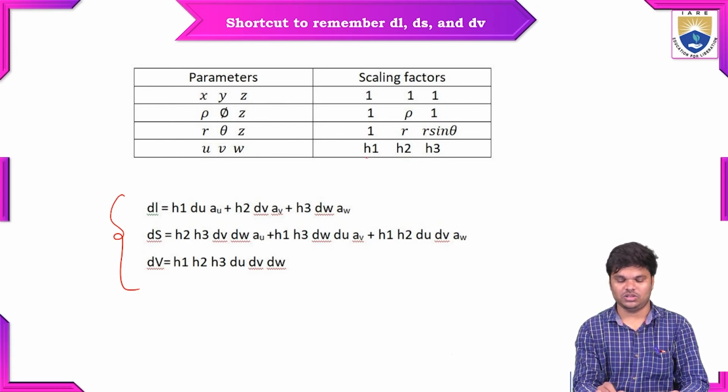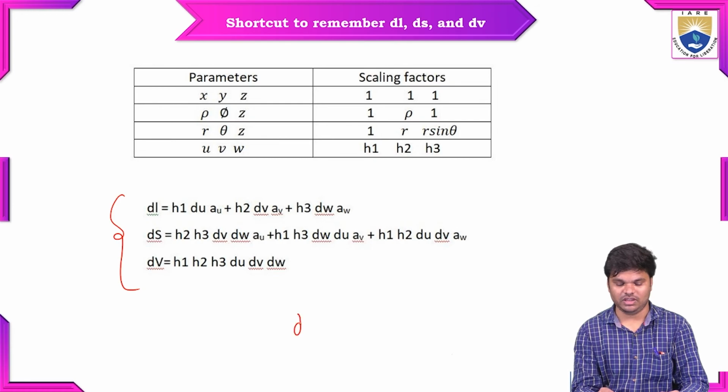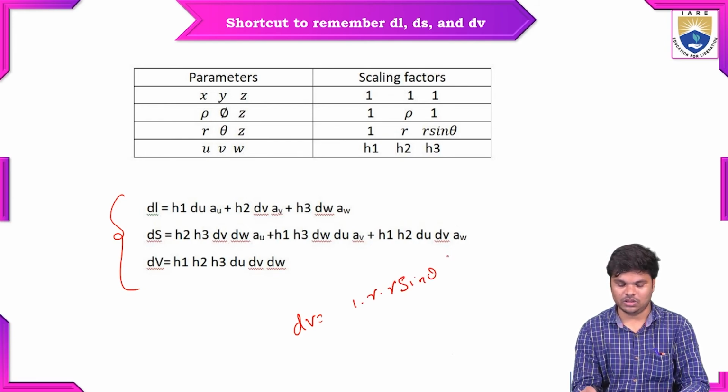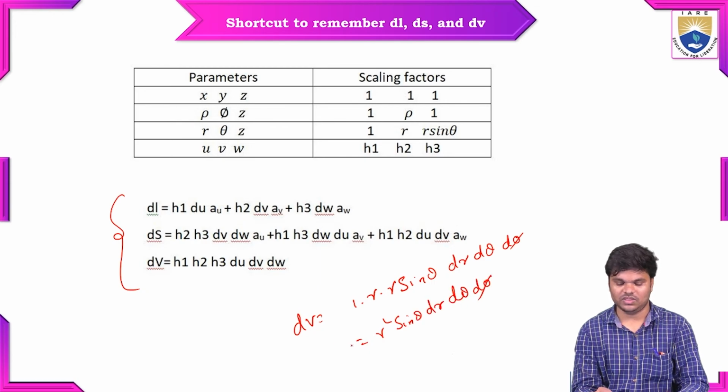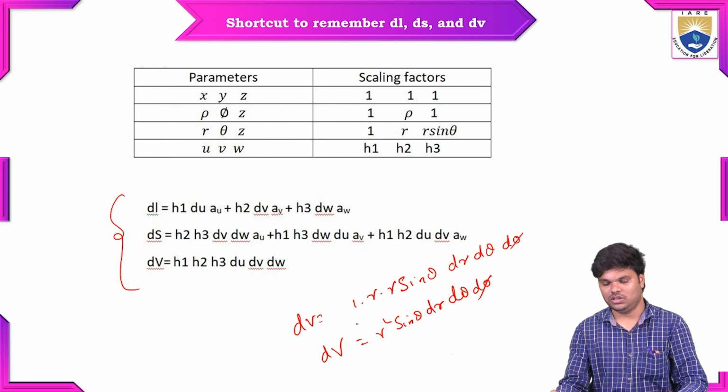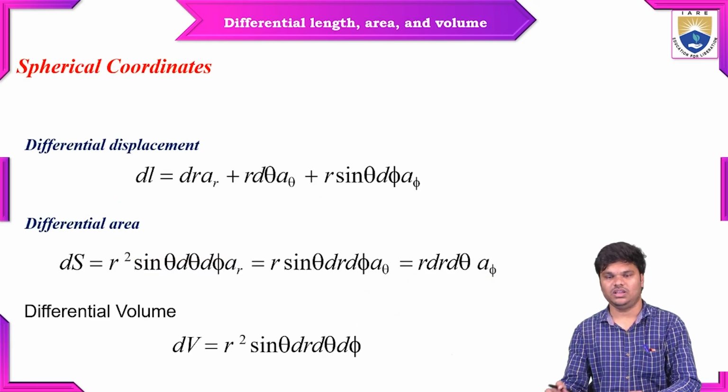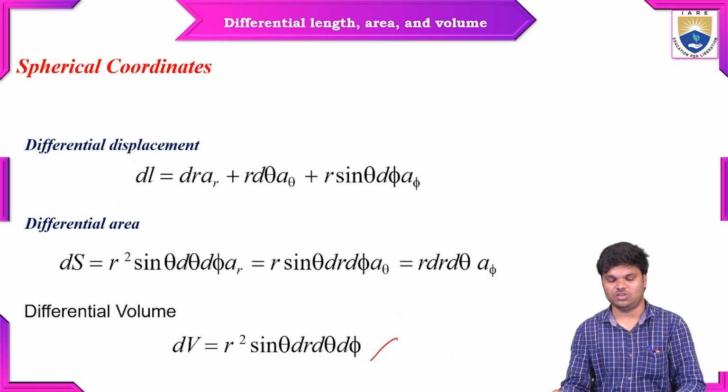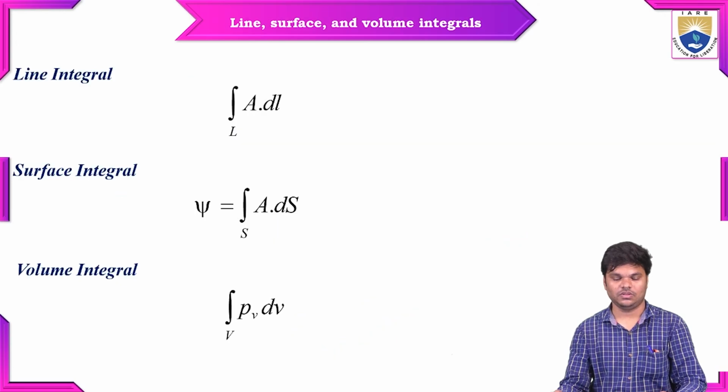Okay. Suppose if I take spherical coordinate system, then dv is nothing but h1 into h2 into h3 du dv. That means h1 is 1 into r sin theta. Du is dr d theta d phi. That means r square sin theta dr d theta d phi. This is dv in spherical coordinate system. R square sin theta dr d theta d phi. So we can find out from this shortcut.